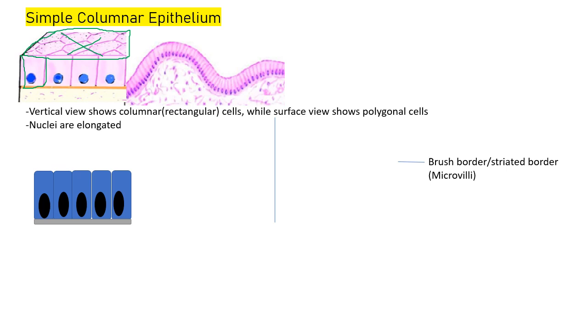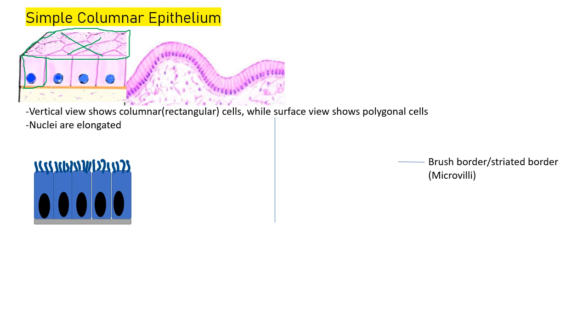Another type of simple columnar epithelium depends on its specialized function. Simple columnar epithelium can be specialized by having cilia on top of it, something like that. Whenever it has cilia, you call it ciliated simple columnar epithelium. The function of cilia is simply moving substances, such as in the respiratory tract, to trap dust and move mucus.